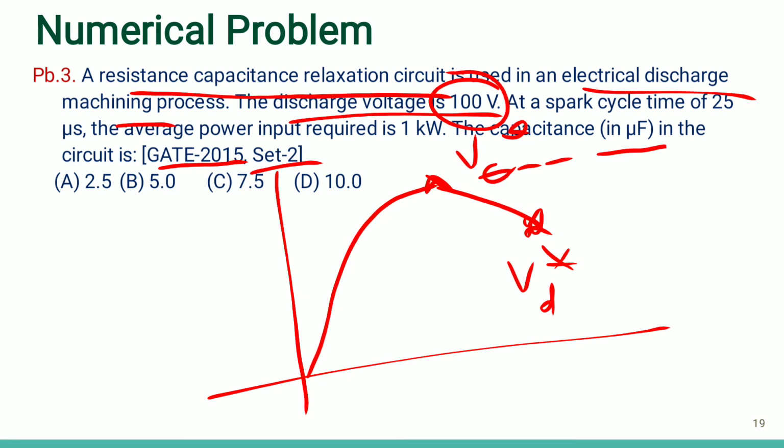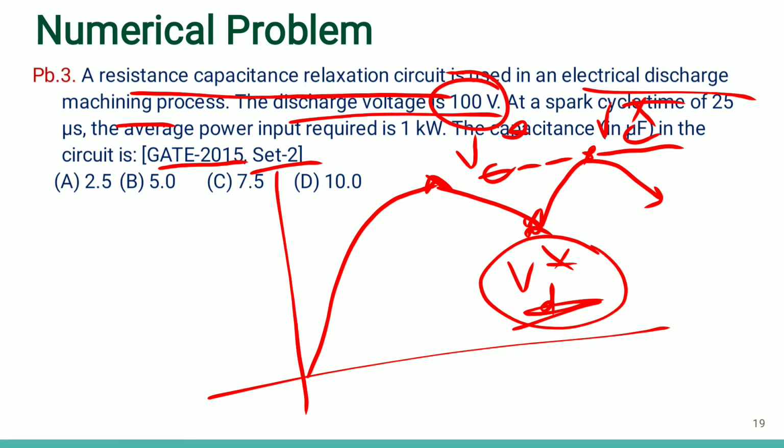When it reaches VD star, again we charge it to reach the maximum voltage, that is VC star, and again it will discharge. So the value that is given to you, 100 volt, either it can be VD star, or it can be VC star, or it can be in between VC star and VD star.